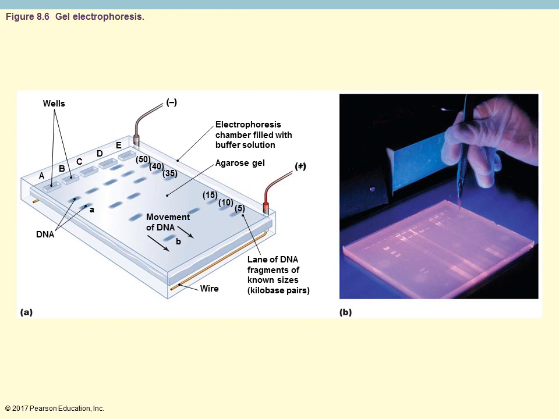And then you can see in the photo on B how it actually looks once you have run it. And oftentimes there are dyes that are placed in there, and it's easier to put it on a base and light it up to be able to see the banding pattern. When you are separating out DNA fragments, that's referred to as a southern blot.